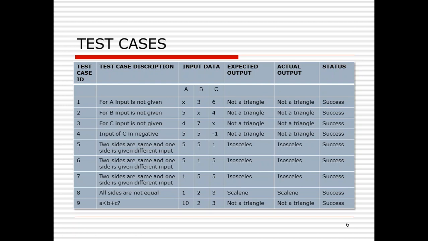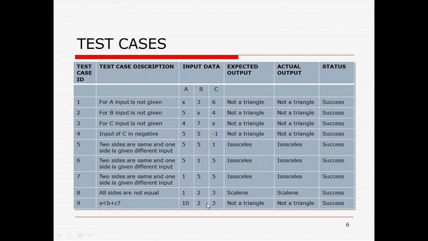Now the fifth one: two sides are the same and one side is given a different input. Then we know that we must have an isosceles triangle. The actual output is also isosceles, so both these match, and it is a success. Similarly, 6 and 7 are the same. In 6 we have A and C equal, and in 7 we have B and C equal. In both cases, the expected output and actual output are isosceles, so the test case is successful.